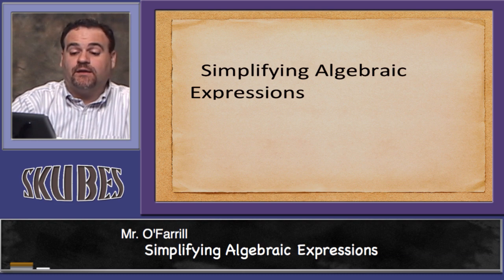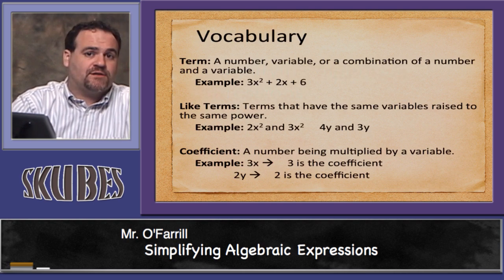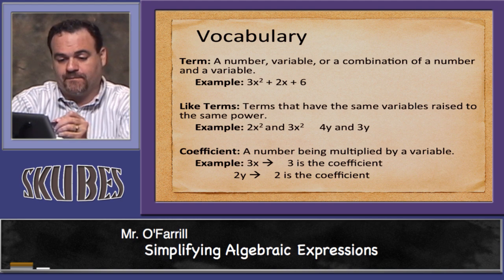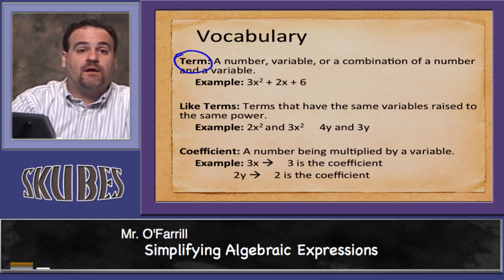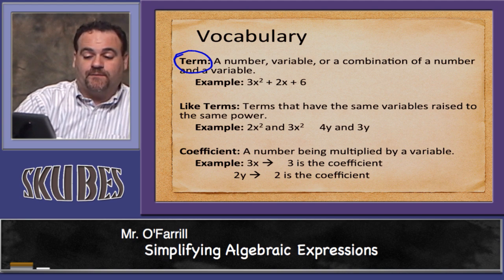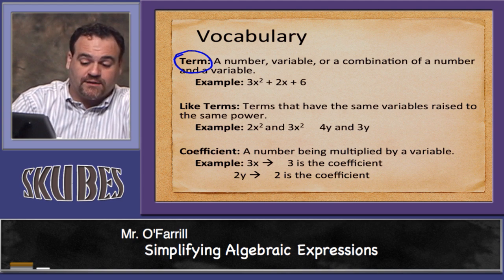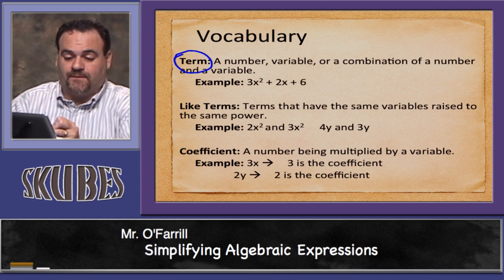With this lesson, we're going to begin simplifying algebraic expressions. As we get into this, we need to master some vocabulary. The first one is term. A term is a number, a variable, or a combination of a number and a variable. The example we have here is 3x squared plus 2x plus 6.